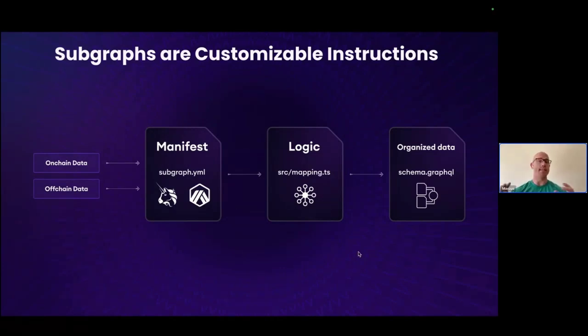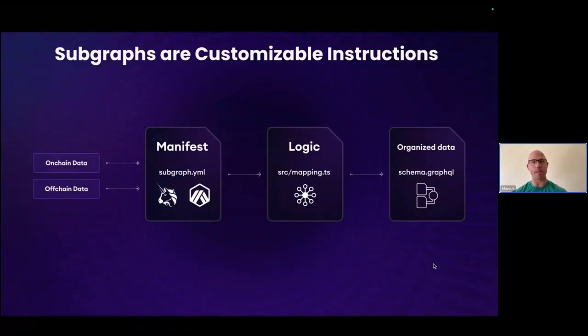The logic is the actual transformations of the data. Are we getting the data from chain, and then are we doing mathematics to it? Are we taking the data and moving it into different locations of the database? That's where we get really creative. And then finally, we have the database itself. That's the schema.graphql. And from there, we could do one-to-many relationships. We could do many-to-many relationships. We can go ahead and really find different ways to organize the data.